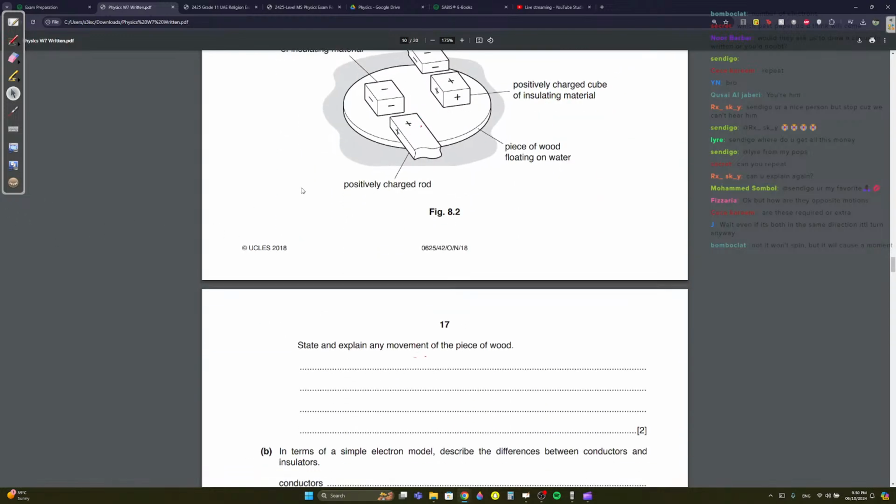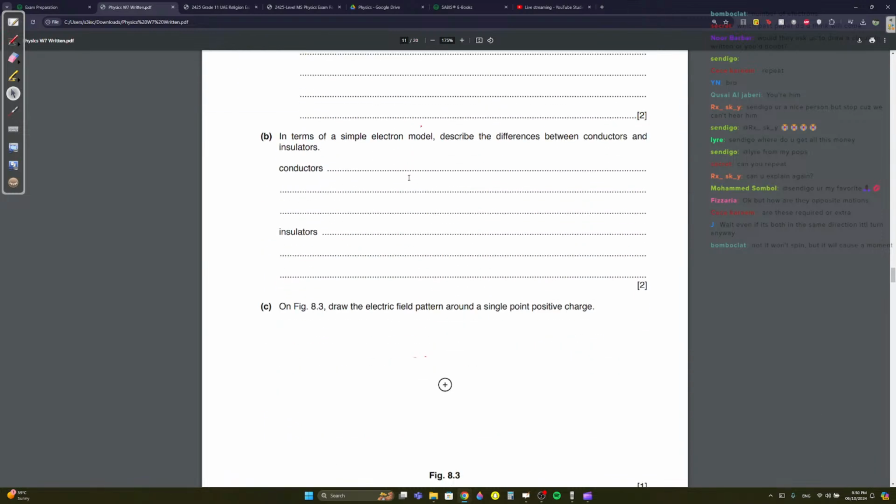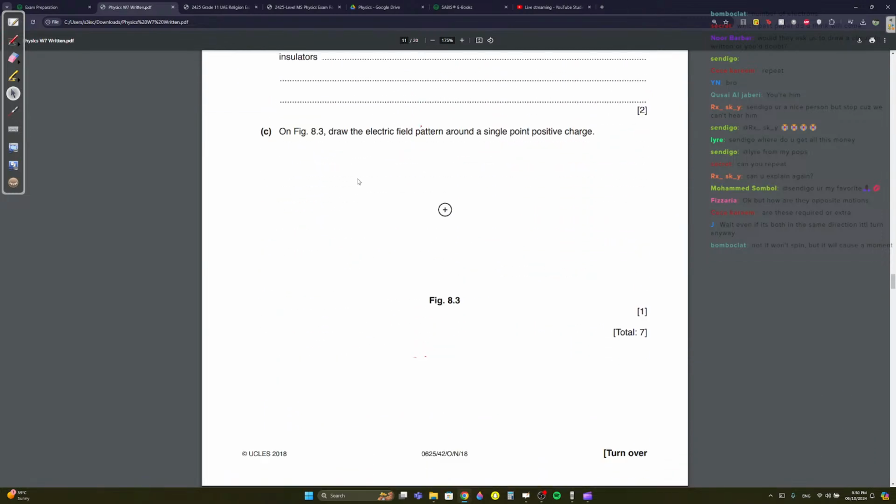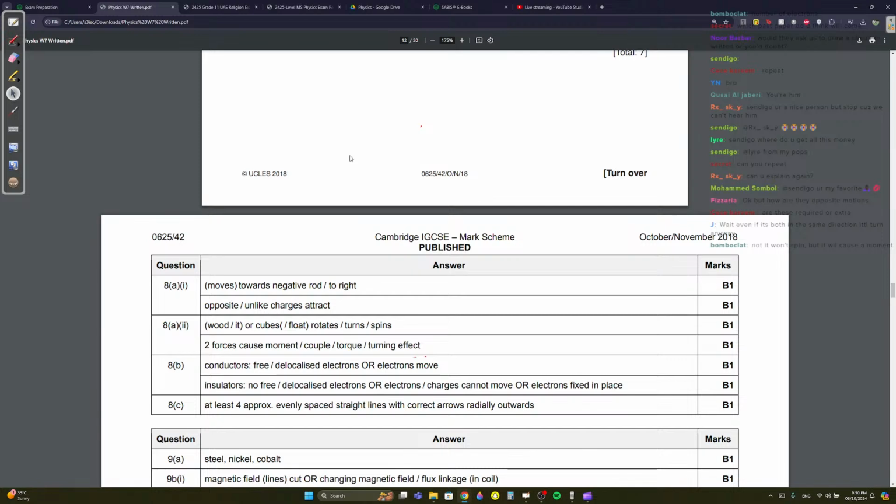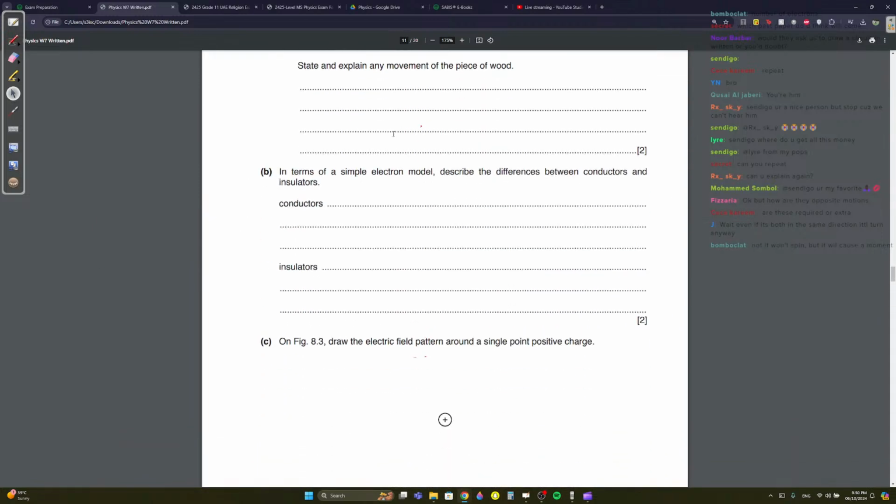Wait, even if it's both in the same direction, it will turn anyway. Exactly. No, it won't spin, but it will cause a moment. If they're in opposite directions, they won't spin, but will cause a moment. I think, guys, that doesn't matter. There's no need for this. Yeah, okay. This one's very easy.